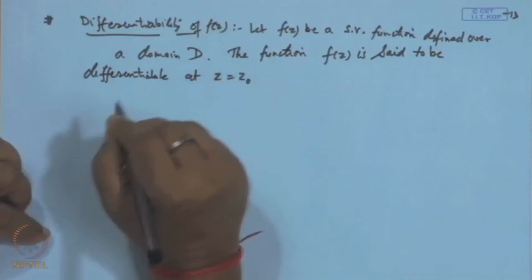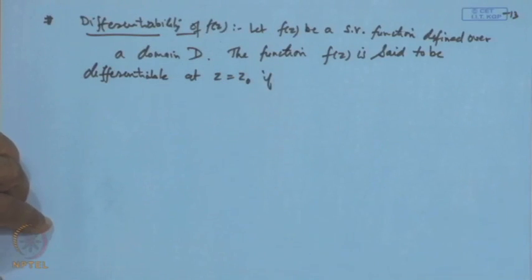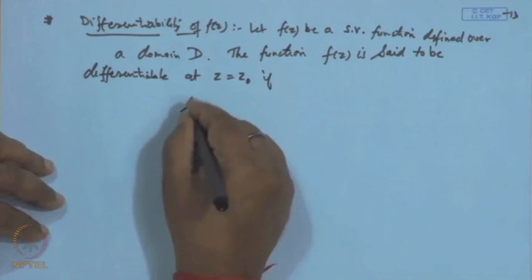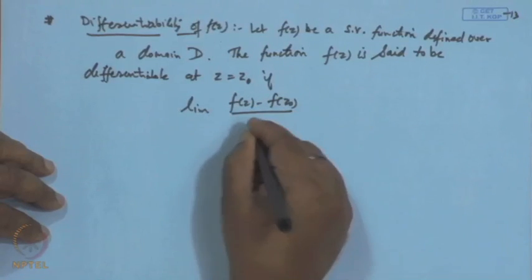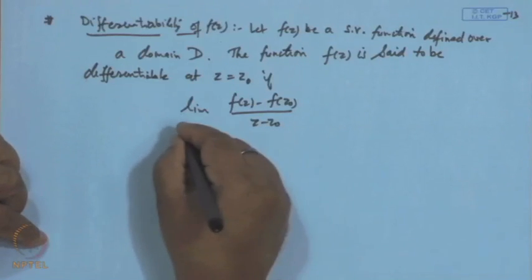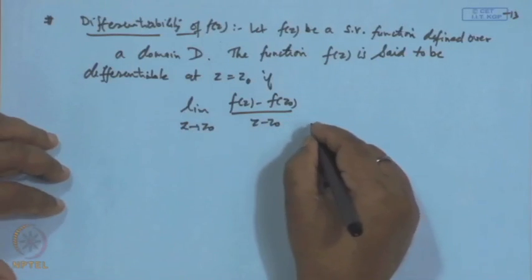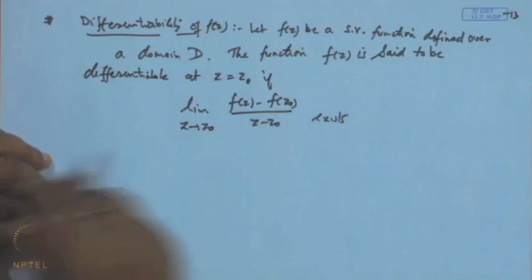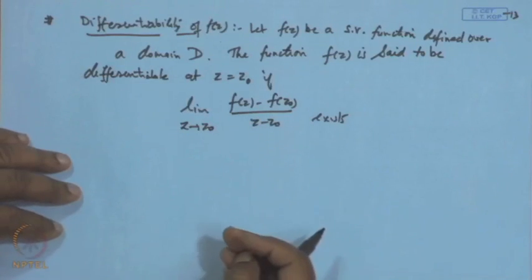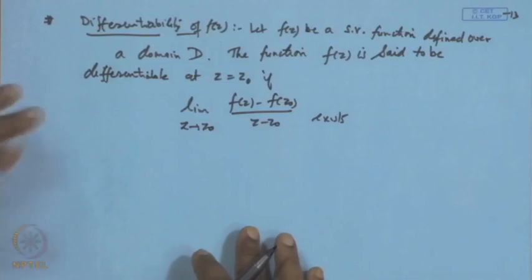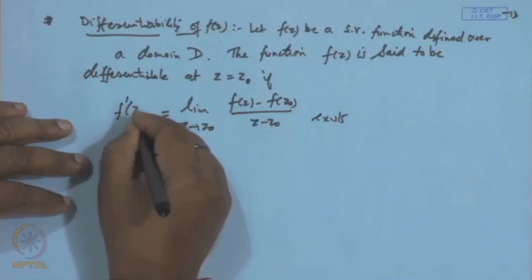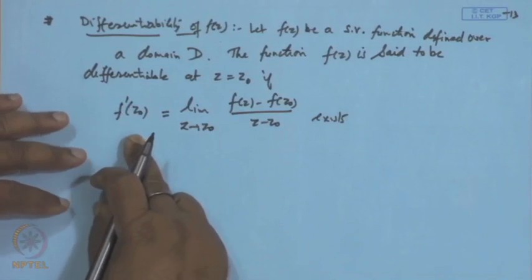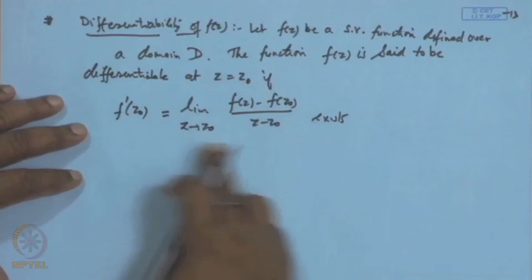z equal to z naught if the limit of the ratio f(z) minus f(z naught) divided by z minus z naught as z approaches z naught exists. That is, whatever path you choose, the limit should exist, or with the epsilon delta definition, the limit must satisfy the epsilon delta definition. We denote this as f prime of z naught, and we say the function has a derivative at the point z naught equal to this value.